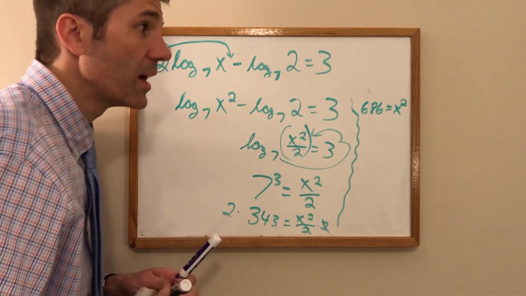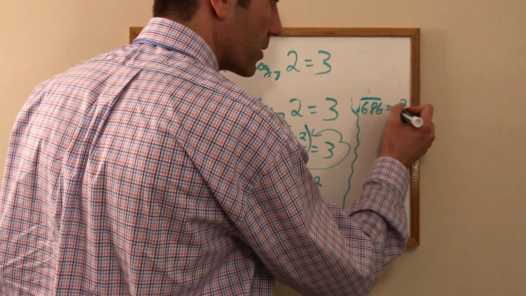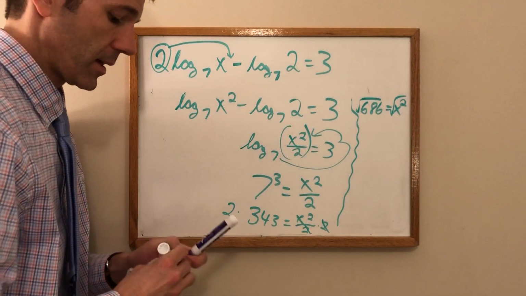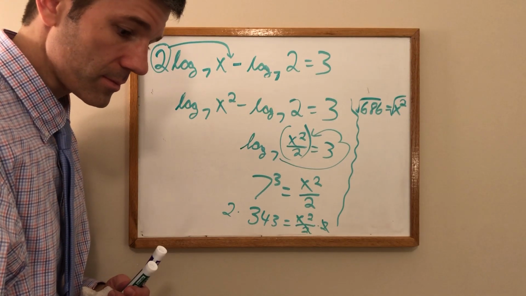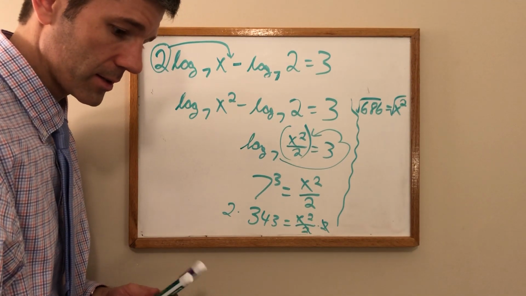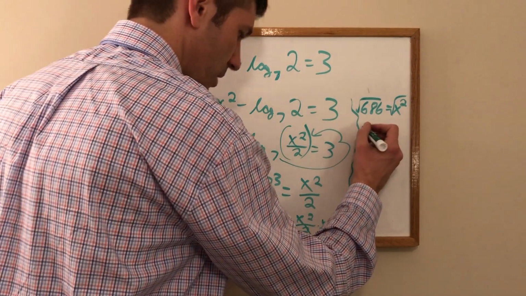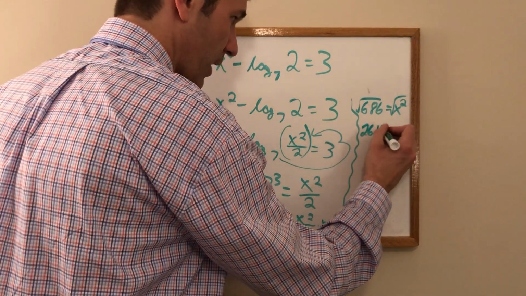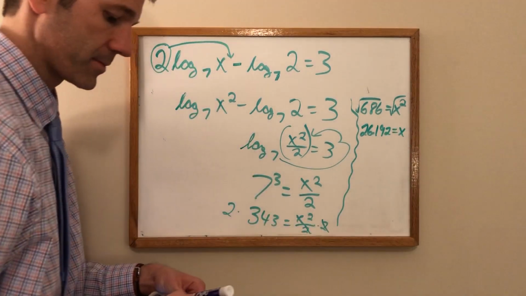Now I'm at a loss without a calculator, because the only way to find out what x is is to take a square root, and the square root of 686 is, I like 3 decimal places, that's just what I do, 26.192, and that's equal to x. There we go.